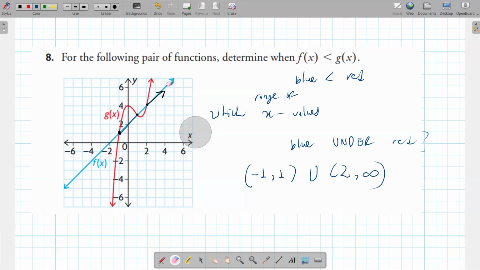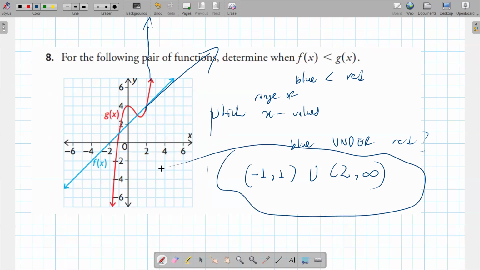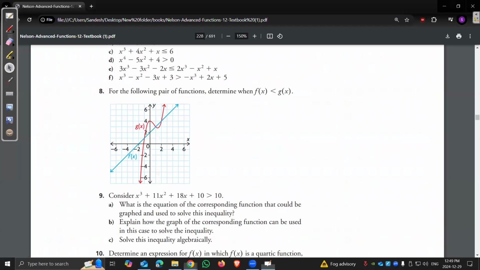So after this point, the red will always be above the blue, right? If you extend them, you'll see that for any x value, the y value for the red curve will be more than the y value for the blue curve. So the answer to this question is this right here. And you're done. Again, not difficult.